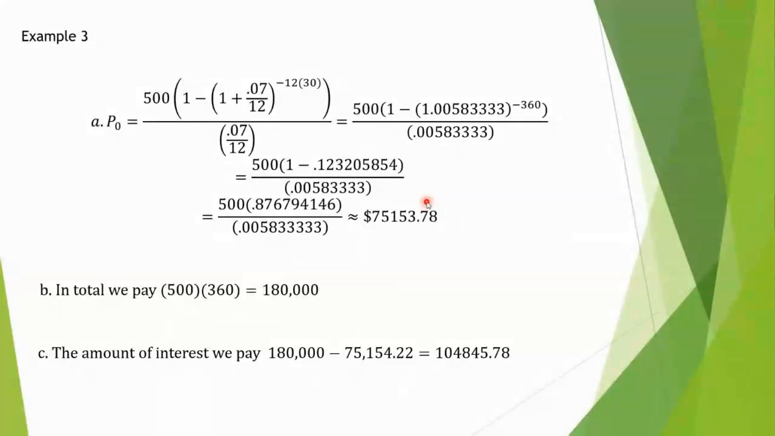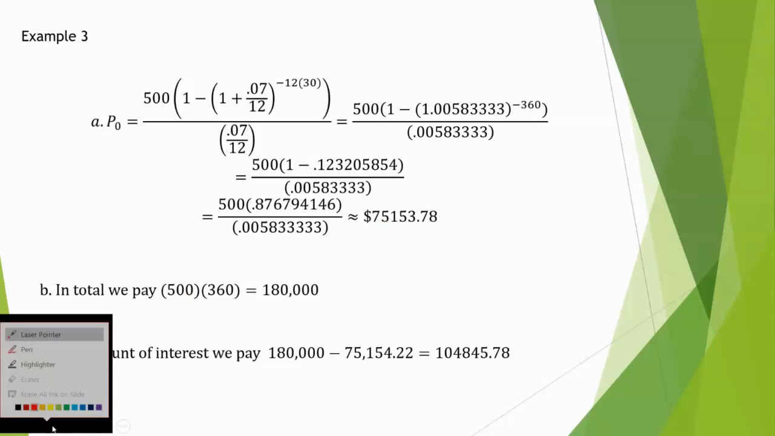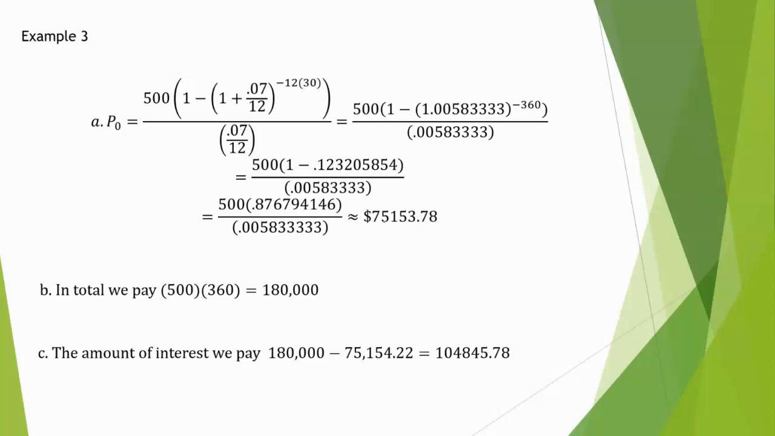Let me put this in also. Basically, the biggest loan we can get is $75,153.78. That's the largest loan we can get. It is a little less than before because our monthly payment is going to be less.